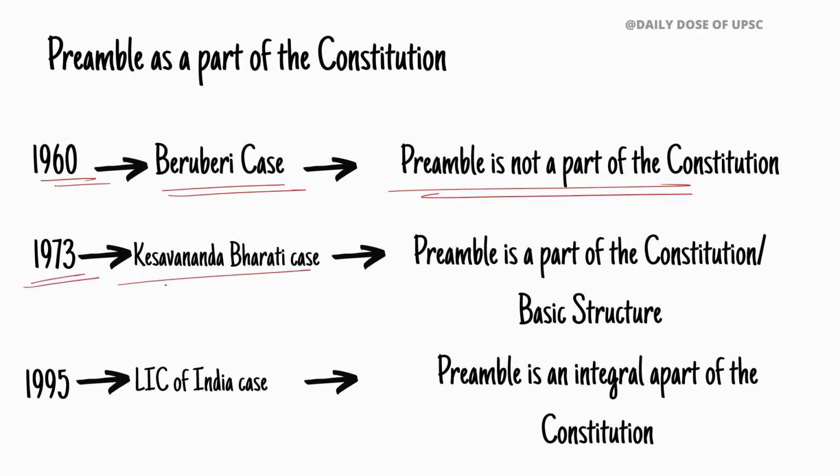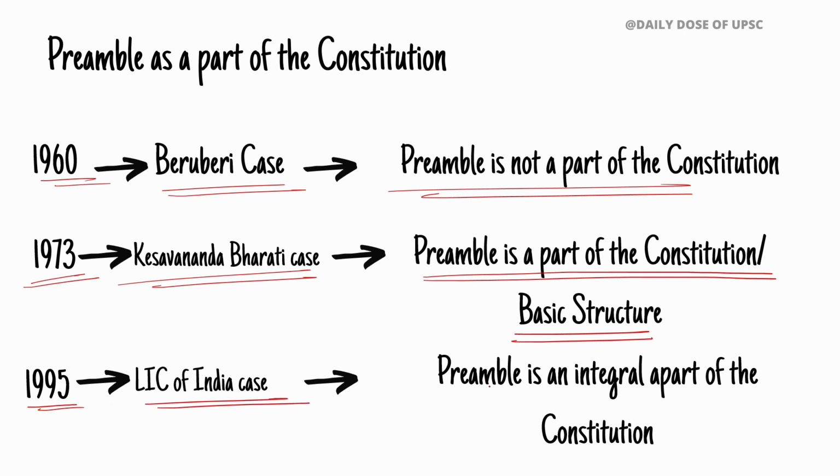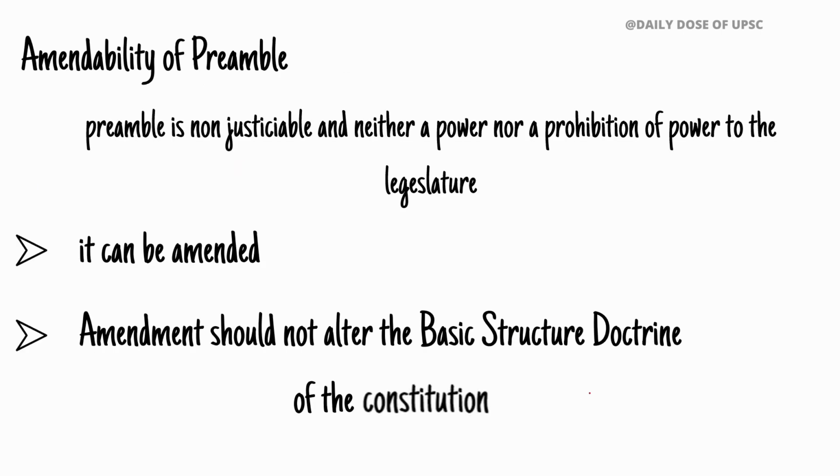And number two, the 1973 Kesavananda Bharati case. In the Kesavananda Bharati case, the Supreme Court overruled its previous judgment and said that the preamble is a part of the Constitution and also forms the basic structure doctrine of the Constitution. And number three, the 1995 LIC of India case. In the LIC of India case, the Supreme Court said that the preamble is an integral part of the Constitution. These are the three most important cases with regard to the preamble.